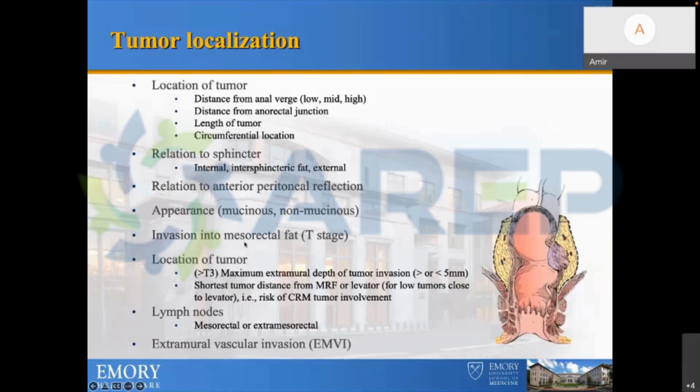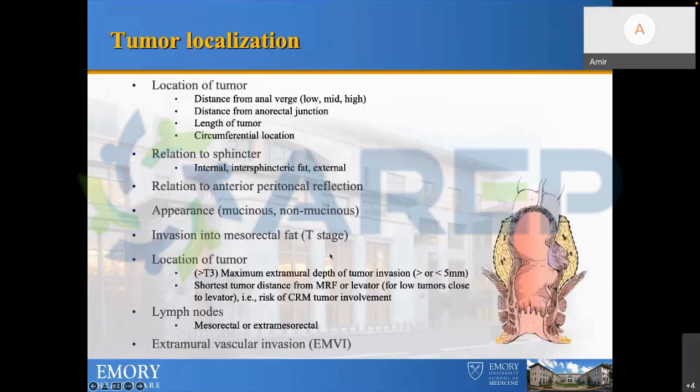I'm going to show you some examples of invasion into the mesorectal fat, basically invasion beyond the muscularis layer. And we're going to talk about how far it went into the mesorectal fat, so that will be T3 stage early or late. And then we're going to talk about maximum depth of invasion. Is it below 5 millimeters, more than 5 millimeters, and the shortest tumor distance from the mesorectal fascia and the levator muscle. I'm going to show you examples of all of that. We're going to talk about the lymph nodes and then presence or absence of extramural vascular invasion.